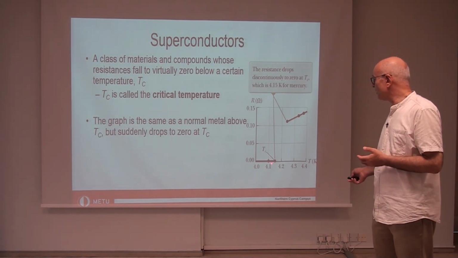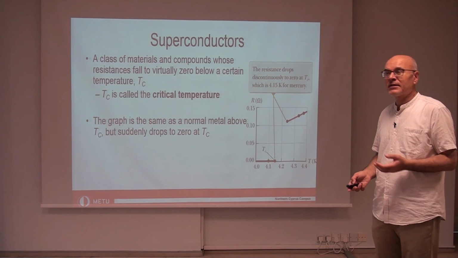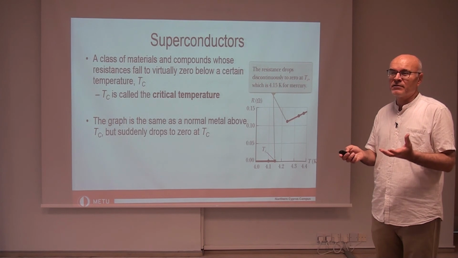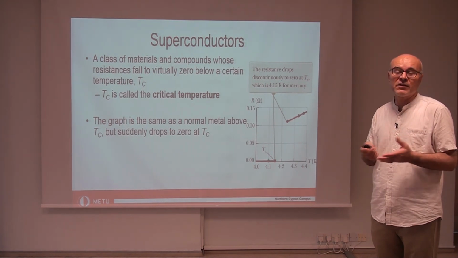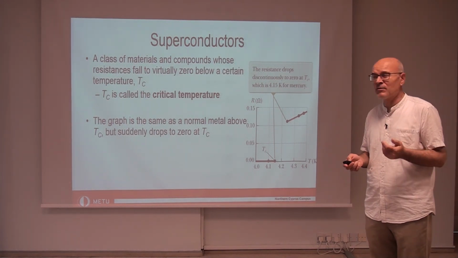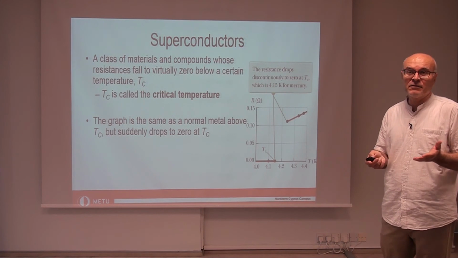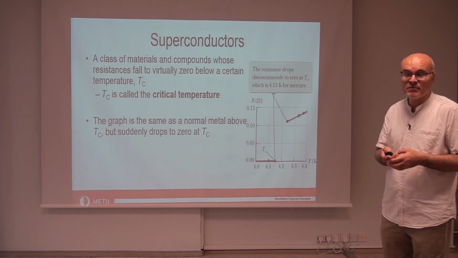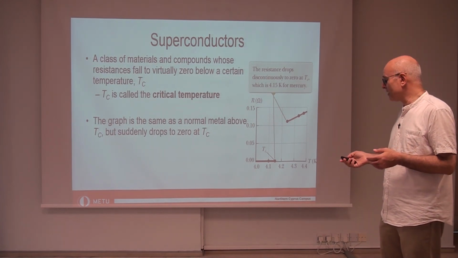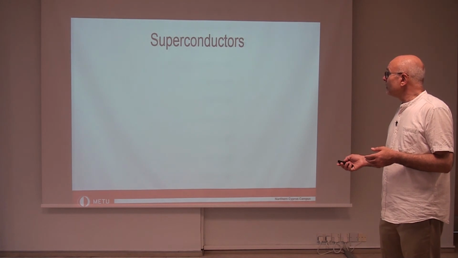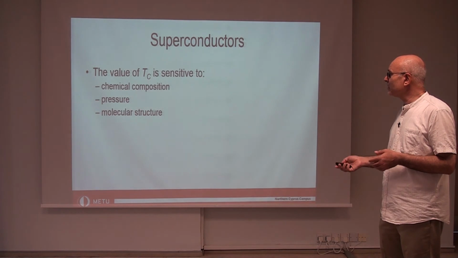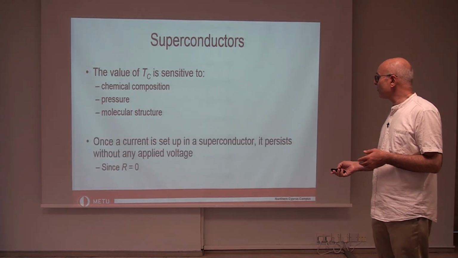Of course, in this example, the temperature is very low. Even in practical applications, we have discovered different types of superconductors, but the critical temperature is still well below zero, hundreds of degrees below zero. But it managed to find applications because of the vast amount of energy it saves. Now, Tc, of course, depends on these factors.